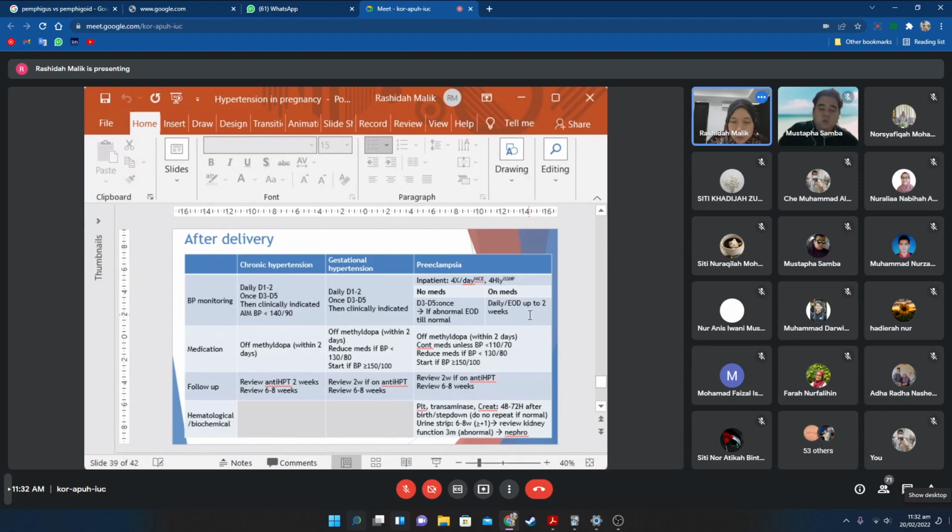Another thing that you need to remember about medication, about methyl dopa. Methyl dopa will need to be stopped after delivery, at least within 2 days. So after the patient is delivered, usually you stop the methyl dopa depending on the blood pressure, whether you start another medication or the medication can actually be stopped.